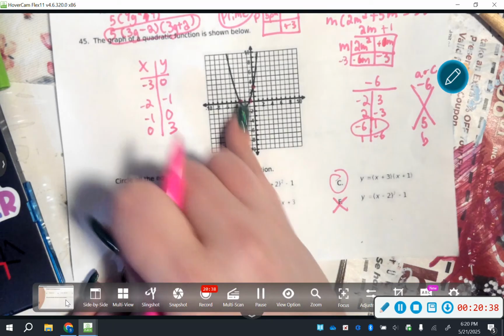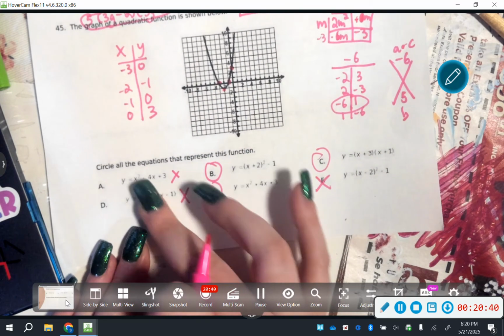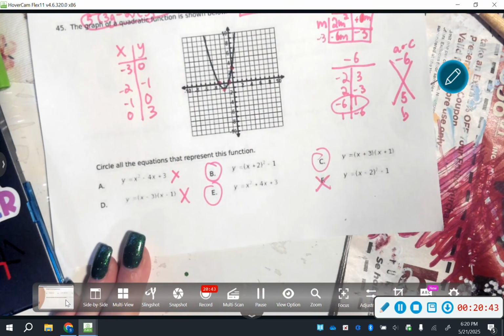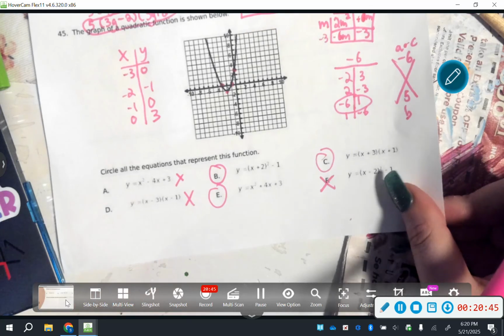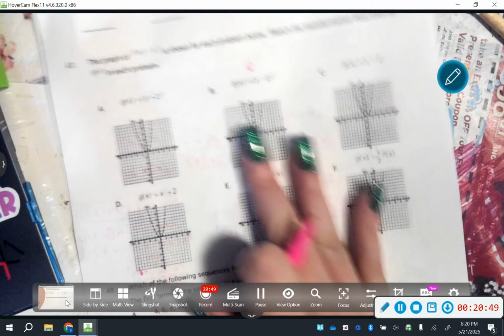So it's just a matter of pulling some points from the graph and then plug in your answer choices, see which ones actually go through those points. All right, y'all. We're on the finish line. 4 more to go.